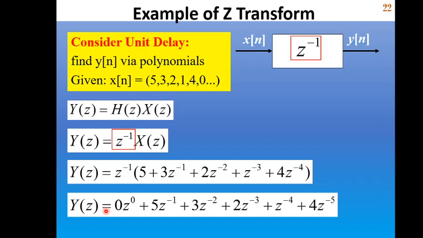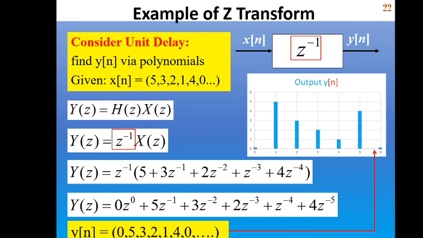Now, the output y in the time domain can be found out by taking the coefficients of the right side of this equation. These are the output samples in the time domain, and this is the plot.